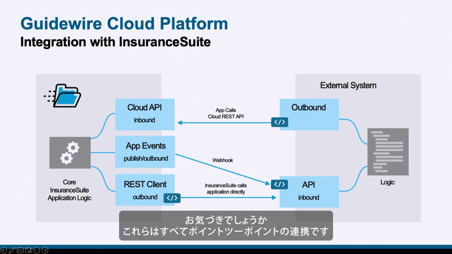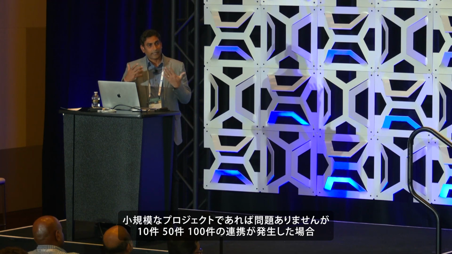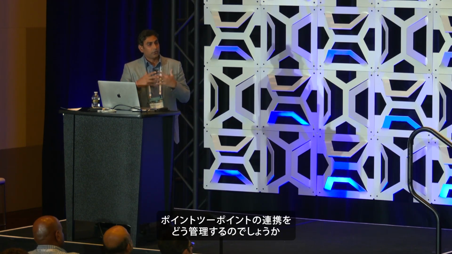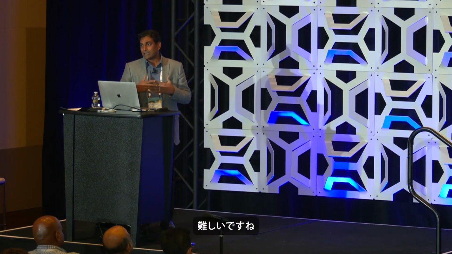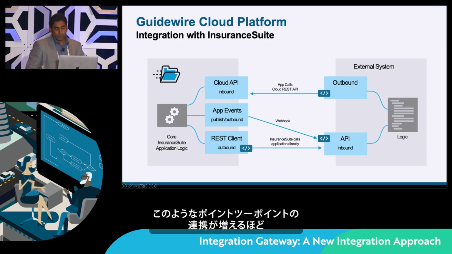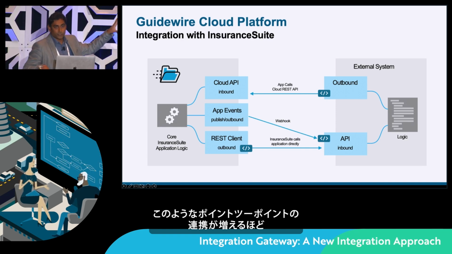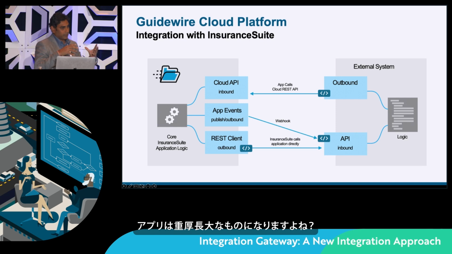Now, I do not know if you noticed this, but these are all point to point integrations. It is fine in a smaller project, but when you have tens, 50s, 100 integrations, how do you manage these point to point integrations? It gets very difficult. It is not impossible, but it gets very difficult. And also, the more point integrations you have in this app, the app becomes bigger, it becomes fatter.